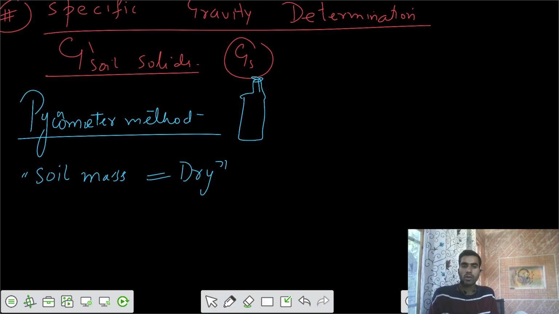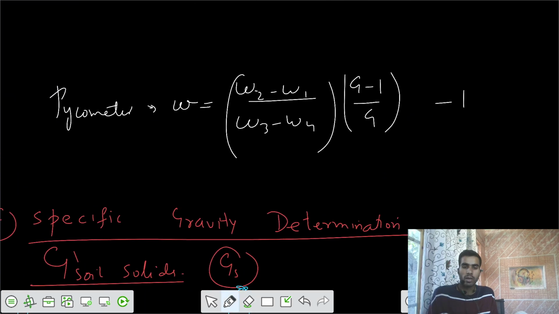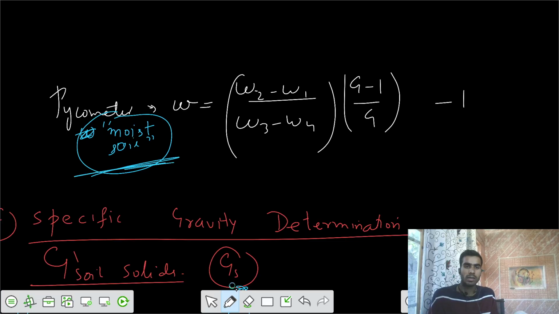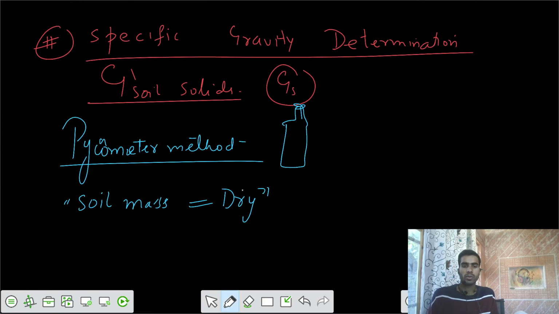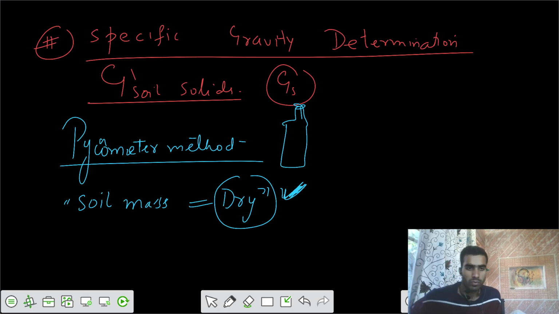But during the water content determination using the pycnometer, the soil mass was moist soil. Here we used moist soil because we need to calculate water content. For that we must have moist soil so that we can get the water content. But here, for the same pycnometer bottle, we are using dry soil. Keep that in note. And let's go for the calculations of G.